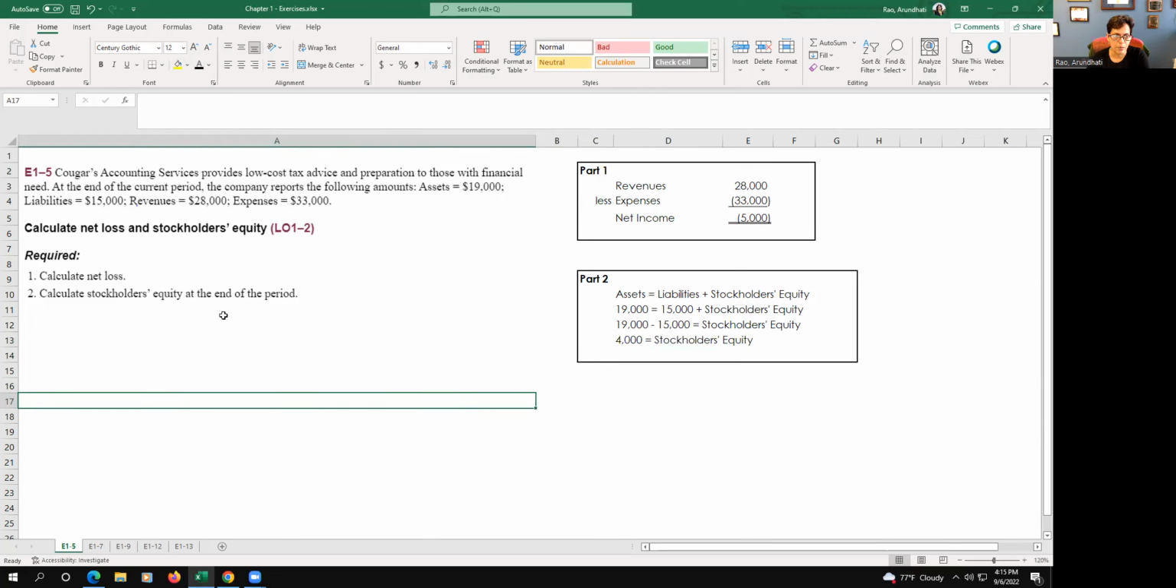So this is a fairly simple exercise in which you're looking at the income statement and the balance sheet at a highly summarized level. Again, in the income statement, revenues minus expenses gives me net income. In the balance sheet, we have assets, liabilities, and owner's equity. Plug in the numbers, and you're done with this exercise.